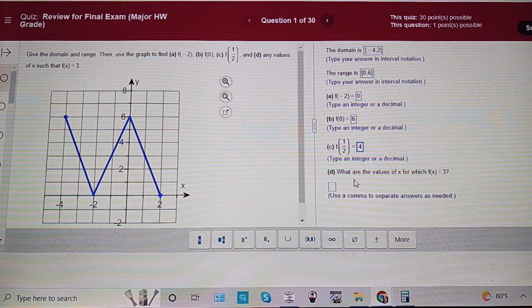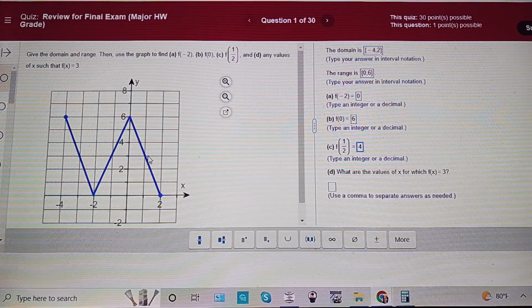And then finally, what are the values of x for which f of x equals 3? In other words, if y is 3, what x values happen there? So here's a y of 3, and if you go across, anything on this horizontal line right here is a y value of 3. And you can touch the graph here, or here, or there. You can touch it 3 times.